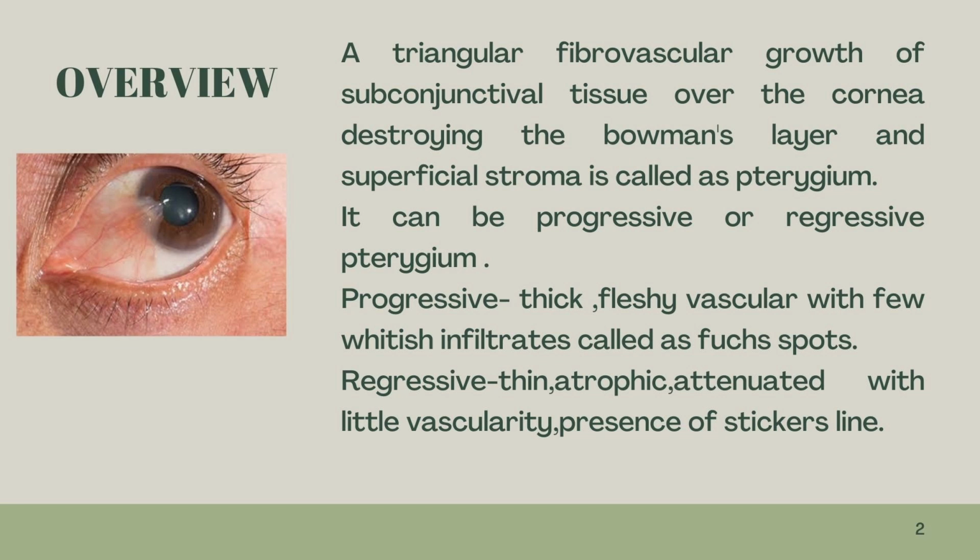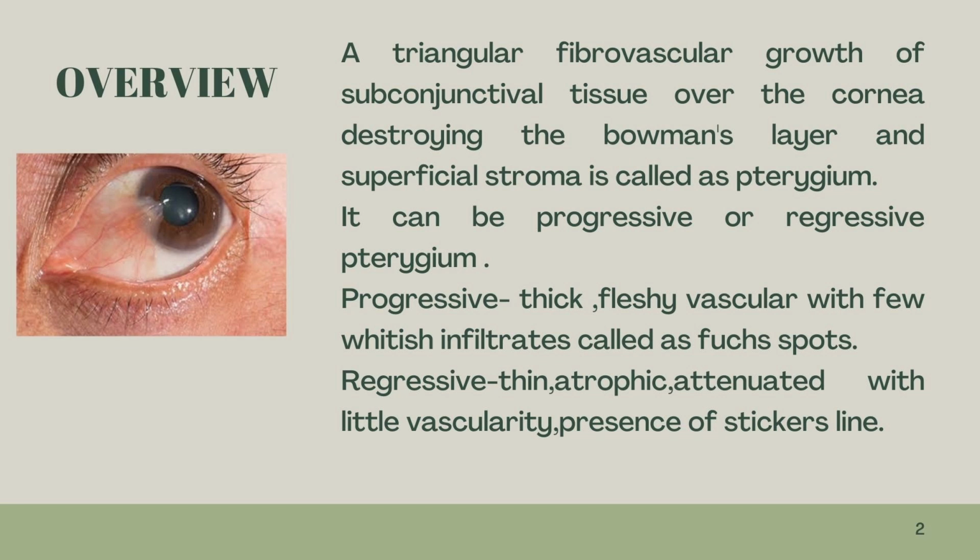So we have seen in the picture, it is triangular, it is made up of a fibrous component and a vascular component, it is growing towards the cornea and it is destroying the cornea's Bowman's layer and superficial stroma. This is called pterygium. Pterygium is of two types. It can be progressive or it can be regressive pterygium.